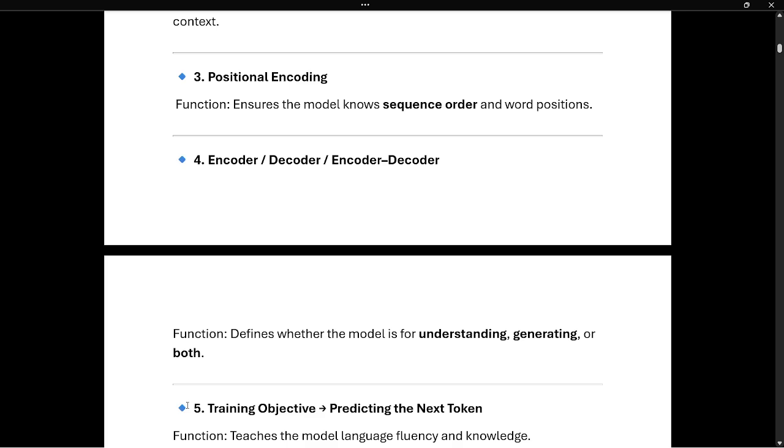Next is the encoder-decoder mechanism. BERT works with the encoder only. The encoder reads the text all at once and is used for understanding tasks, basically classification or search. And GPT uses the decoder mechanism. It generates text step by step, used for chatbots, code writing, storytelling and so on. That is basically how they work.